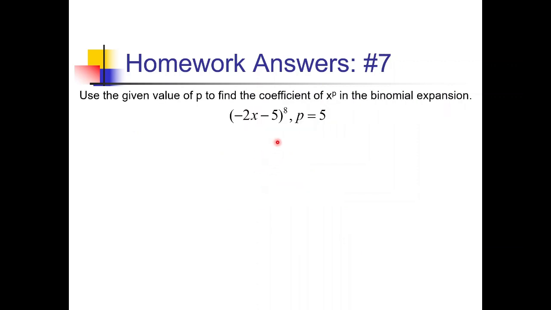For this problem, they want us to use the given value of p, which in this case is 5, to find the coefficient of x to the p in the binomial expansion. Of course, the long way to do this would be to actually expand this whole thing out and then look at the coefficient of x to the 5th and see what it is. A faster way would just be to get that one term.